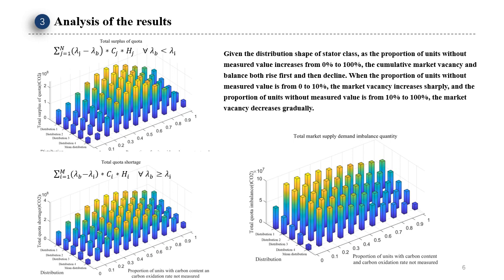With the increase of the proportion of units without measured value from 0% to 100%, the cumulative amount of market vacancy and balance both rose first and then declined. The market vacancy is the largest when the proportion of non-measured units is 10%.